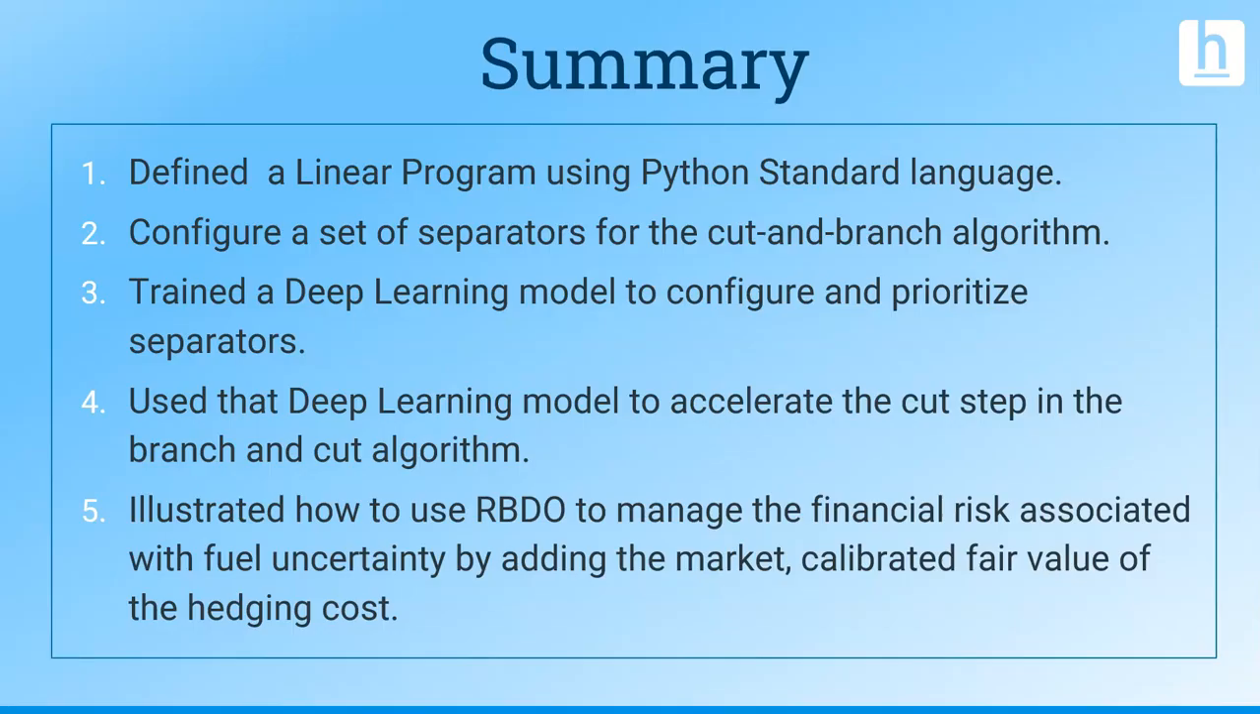So to summarize, we defined a linear program using Python standard language. Then we use that linear program to configure a set of separators for the cut and branch algorithm. Then we use those separators to train a deep learning model to configure and prioritize other separators. Then we use that deep learning model to accelerate the cut step in the branch and cut algorithm. Finally, we illustrated how to use reliability-based design optimization to manage the financial risk associated with fuel uncertainty by adding the market-calibrated fair value of the hedging cost as a constraint to the optimization problem.